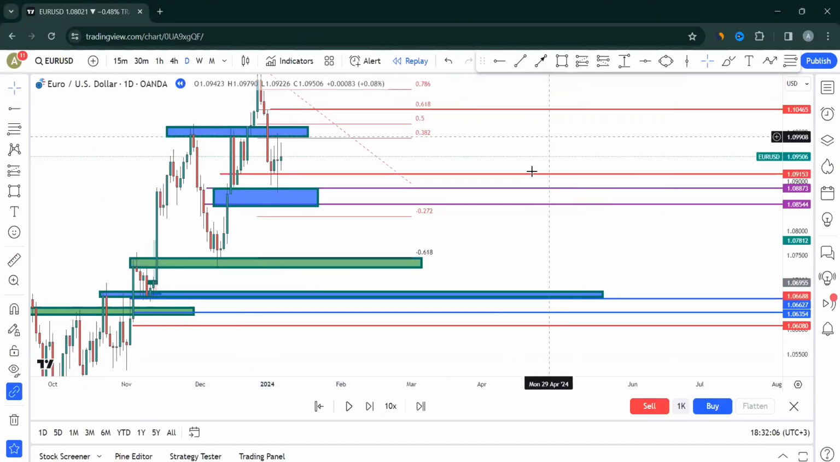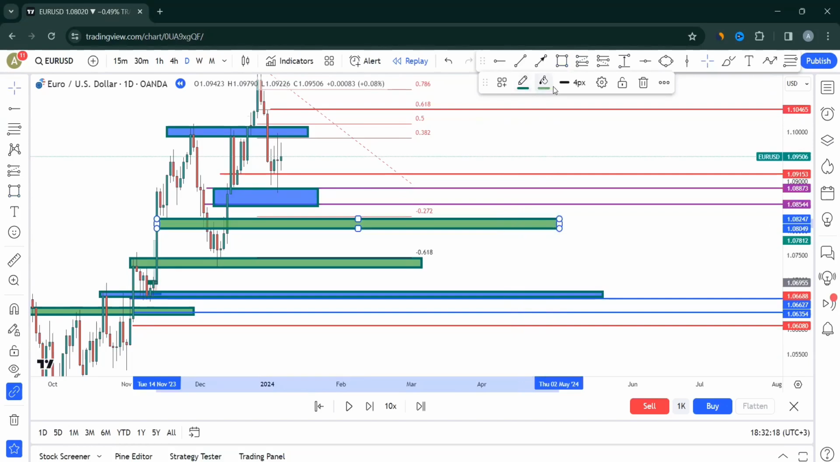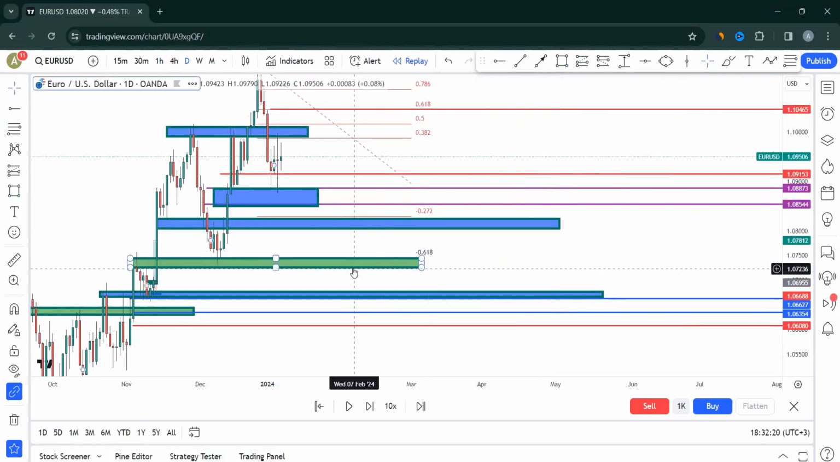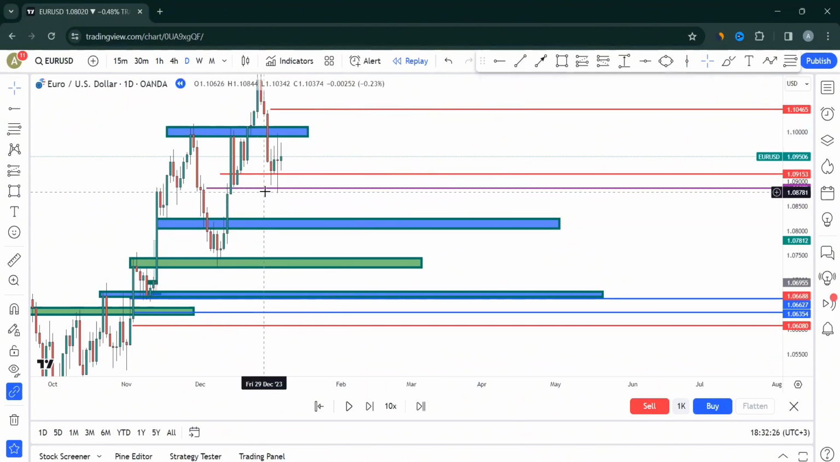It was tested. Now we have one blue not tested. And also we have a level just slightly below here that was not tested. This area here was not tested. So we expect this level to be tested. Let me just make it blue. So our target is going to be this blue, not this one here. Just delete this to avoid confusion.